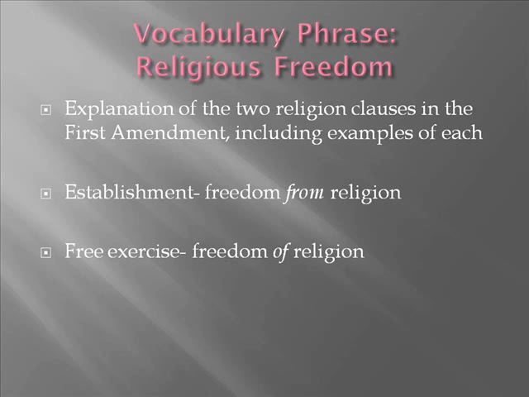The first part is called the Establishment Clause, or the freedom from religion. This clause ensures that the government cannot establish an official religion for the United States. It disallows the government to show preference to one religion over another and makes sure that the government cannot show favor or disfavor to believers or non-believers of any religion over another.